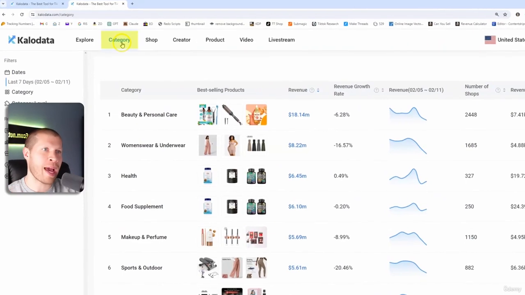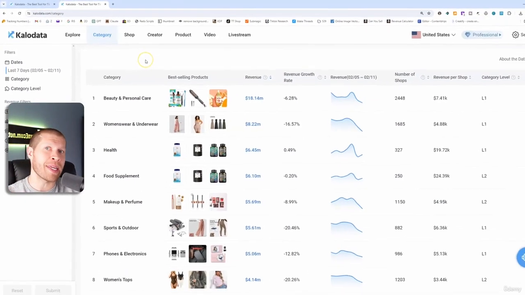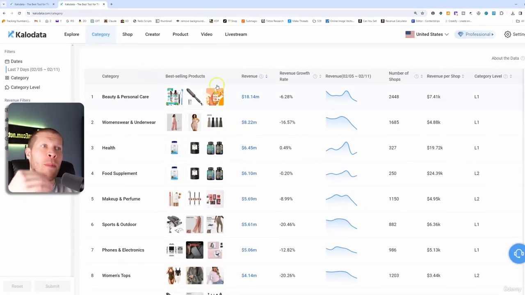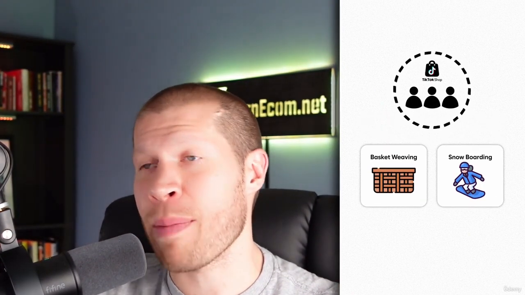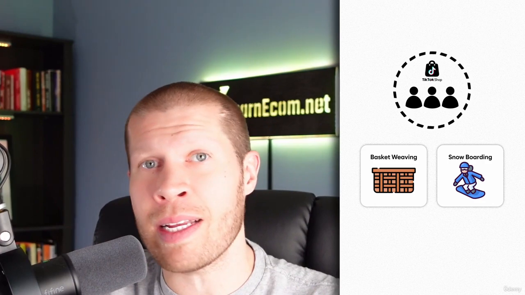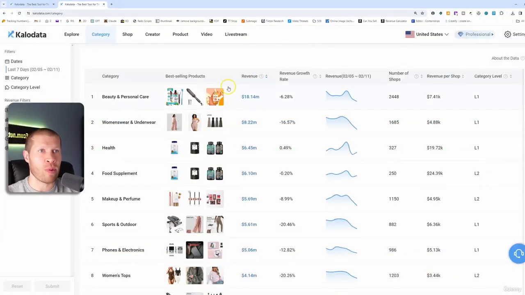So if you click on category at the top, you'll see that it literally categorizes everything for you from top revenue categories on down, right? Because while you might think that basket weaving is cool or snowboarding is really cool, are there actually people buying products on TikTok Shop within those categories? That's the biggest indicator, right? So as you can see, it's already preset this way.